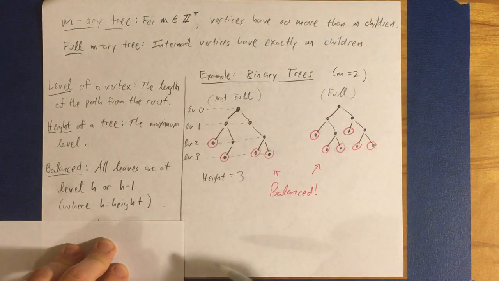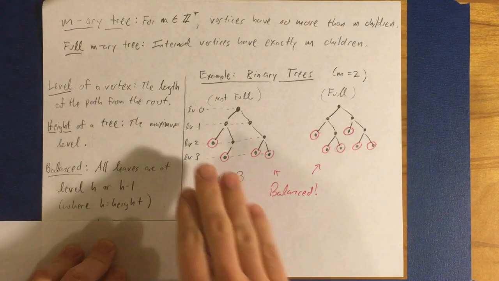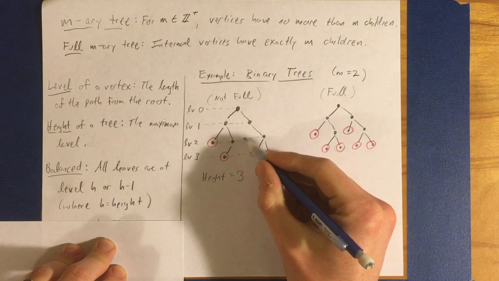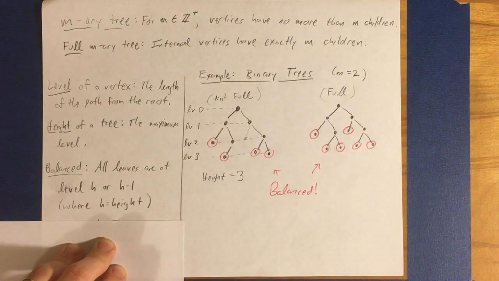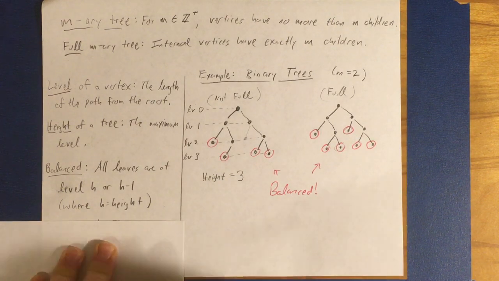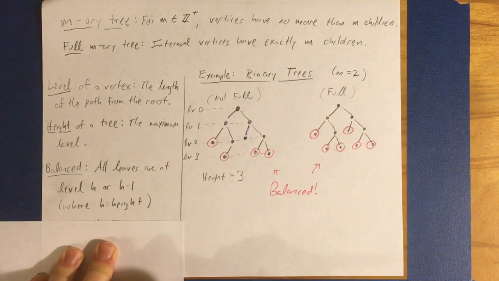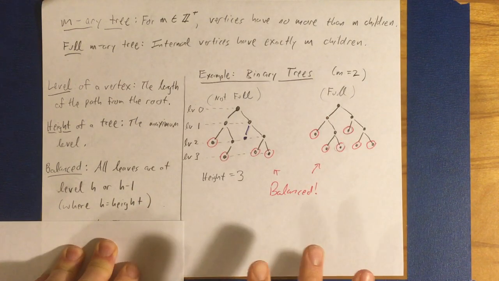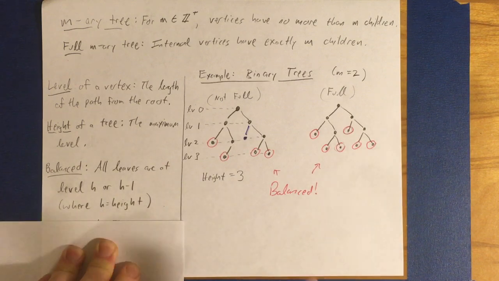So that's why it's called balanced. We could have had 4 and 5 by placing another vertex here. Let me put that in purple. If we have another vertex like that, that would still be a balanced tree, but it's within plus or minus 1. So that's why they're called balanced.